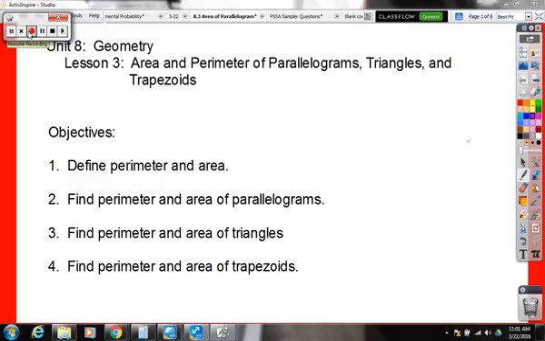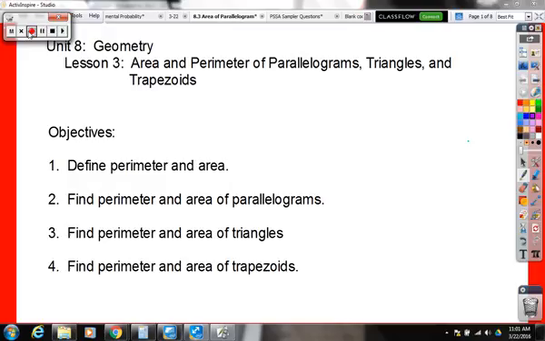Okay, so today we're going to be talking about area and perimeter of parallelograms, triangles, and trapezoids. Have you done, let me just figure out where you guys are coming from, have you learned how to find area of a parallelogram? Did you do that in 6th grade?